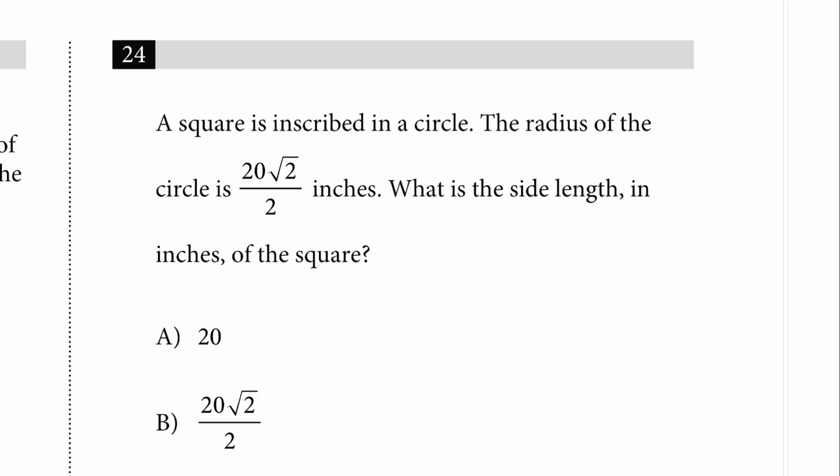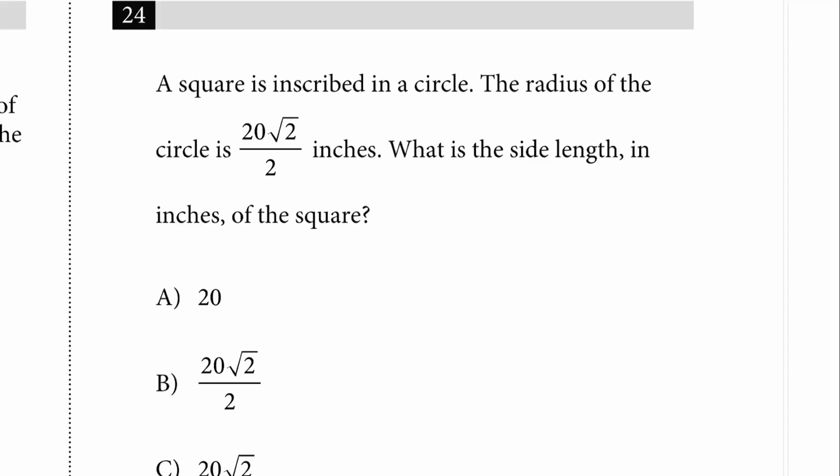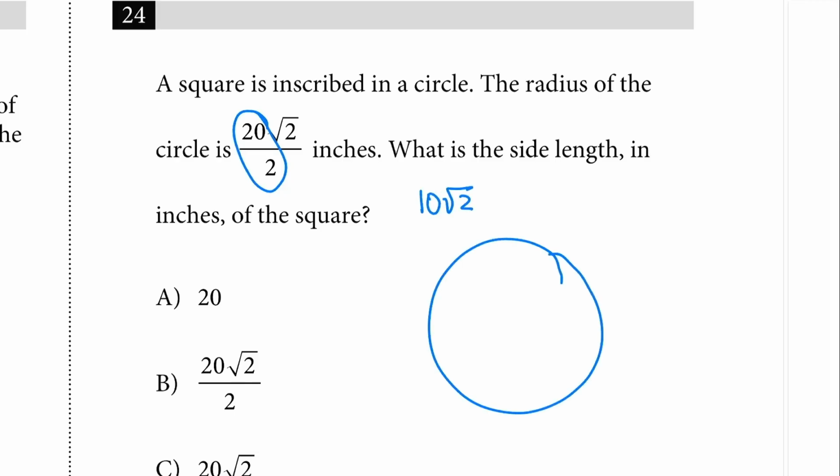A square is inscribed in a circle and the radius of the circle is 20 radical 2 over 2 inches. What is the side length in inches of the square? So first thing I'm seeing is this. I would go ahead and simplify that, and then let's go ahead and sketch this out.